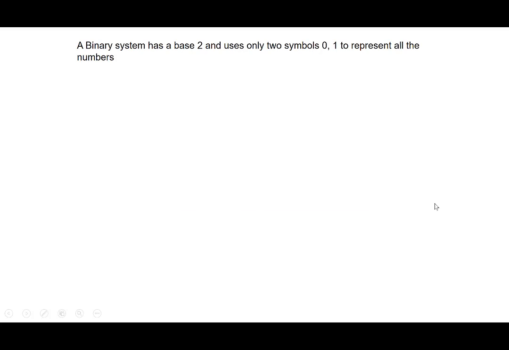Now, the most important number system for our interest is the binary system. That has a base 2 and uses only 2 symbols, 0 and 1, to represent all the numbers here. Note that each one of those number systems can represent any number, and so preference for one system over the other depends on which number system is easier to use.